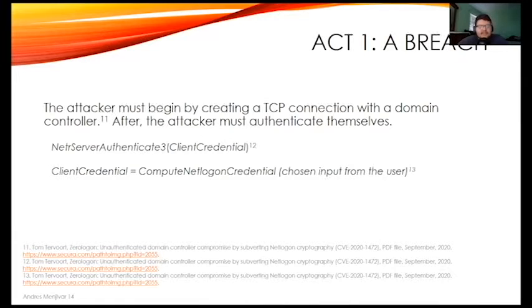Now, as we mentioned, because of this restriction, ComputeNetLogonCredential will end up producing an all zero value in 1 in 256 chances, assuming that the user provides an all zero input. And this will end up making our client credential all zeros as well. At this point, because we successfully predicted the session key and determined what it is, we can authenticate ourselves to a server as any person within this domain.